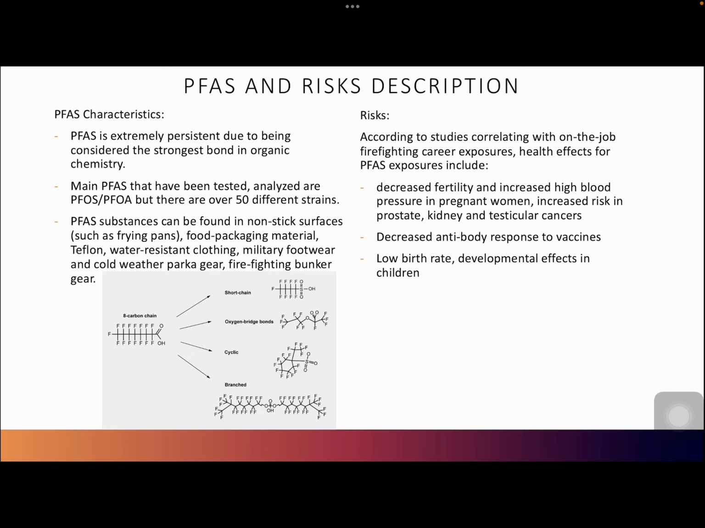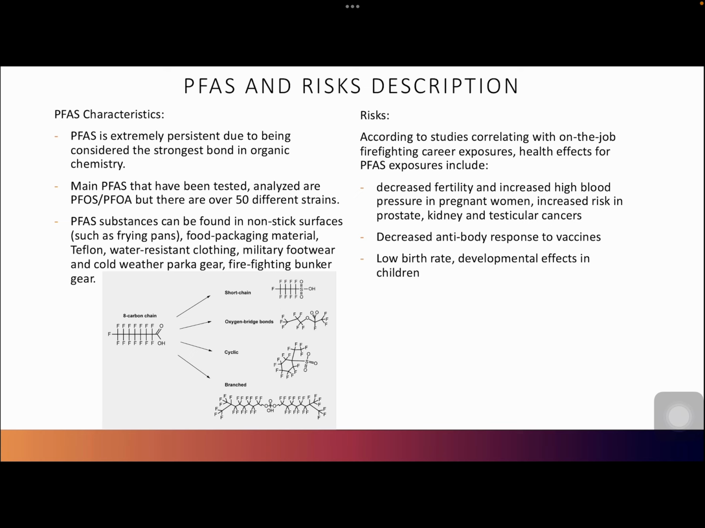The substances can be found in non-stick surfaces such as frying pans, food packaging material, Teflon, water-resistant clothing, military footwear, cold weather parka gear, firefighting bunker gear, and just about everywhere, because a lot of stuff comes with plastic food packaging material, like I mentioned. It used to be called C8, and the reason is because it has the 8 carbon chain, as shown in the picture below.